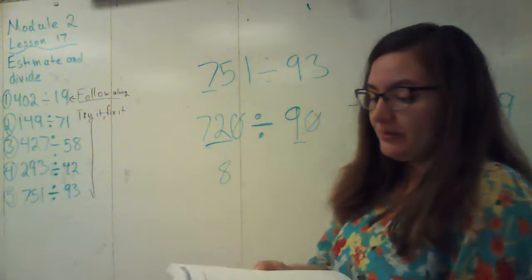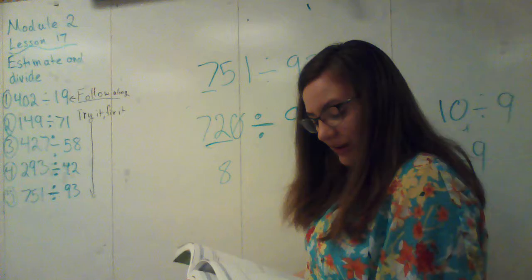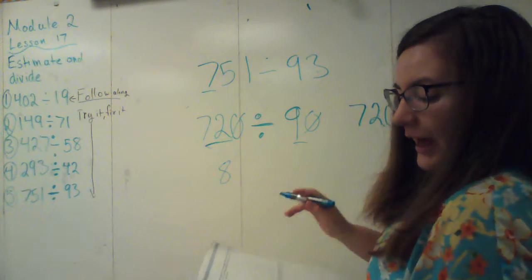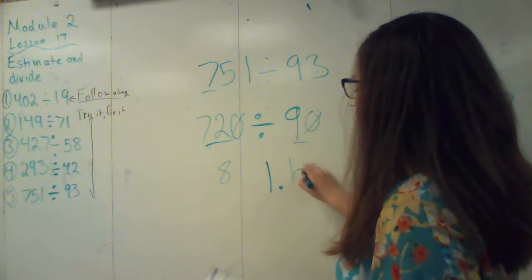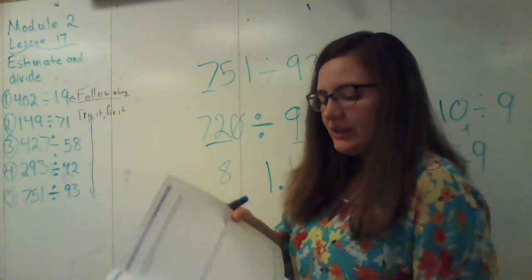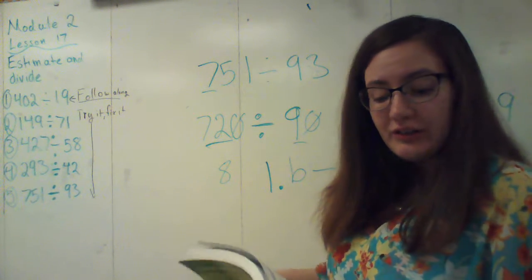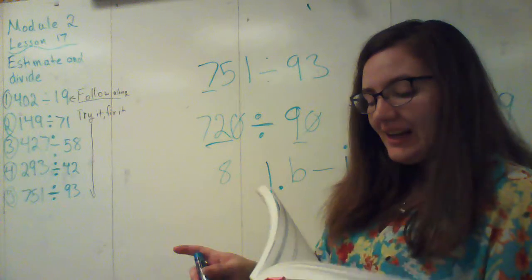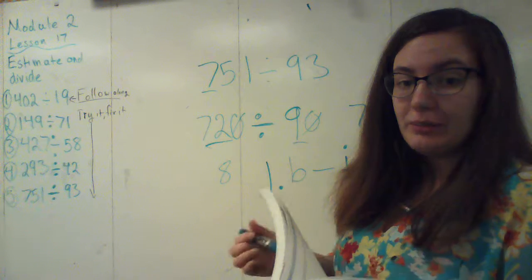For today's problem set, 5th grade, you are going to be doing problems 1B through I. So just 1B through I. And your page is going to look something like this. So it's just going to be a bunch of boxes, and all you need to do is round the two factors to numbers that will work for you, that you can easily divide, and then you'll solve for that problem. That's all you have to do today for the problem set.